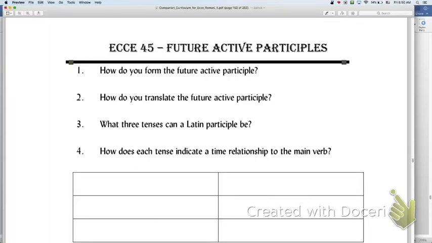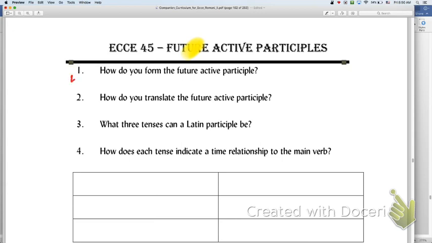Okay, so chapter 45 is talking about future active participles. The biggest thing about future active participles is to remember that the word future has a UR in it. When you form the participle, all of your future active participles are going to have a UR in it. Like present active participles have NT in them, future active participles have UR in them.